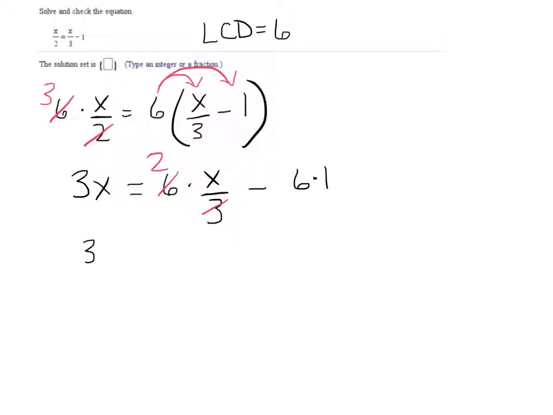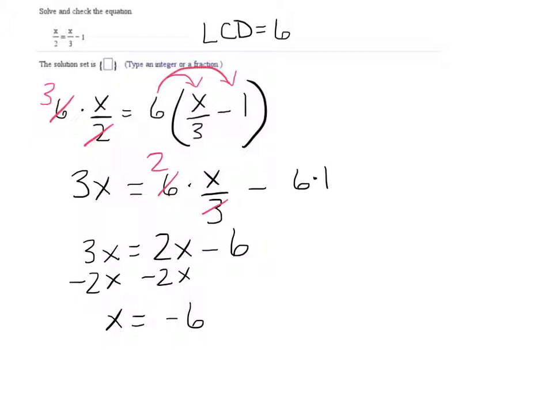So we have 3x is equal to 2x minus 6. And then we can subtract 2x from both sides of the equation, and we're done. x is equal to negative 6.